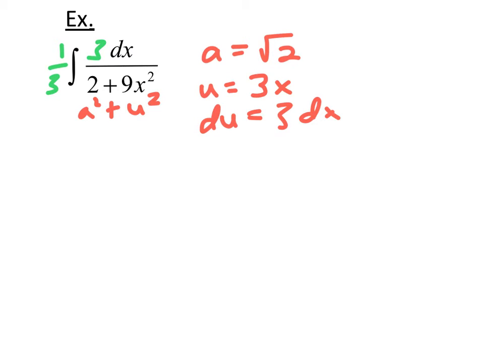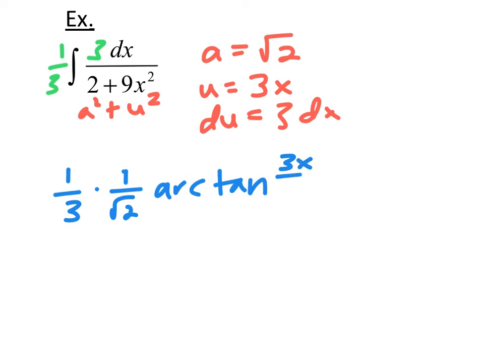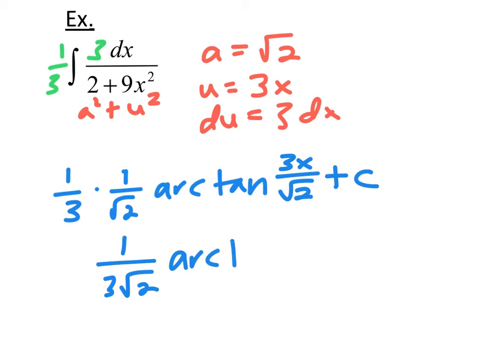Then if I go and find my antiderivative, I have 1/3 out in front, times, this goes back to the formula for arctangent, which has 1 over a in front. So I need 1 over root 2 arctan of u over a, so 3x divided by root 2 plus c. And then of course I could rewrite this as 1 over 3 root 2 arctan of 3x over root 2 plus c.